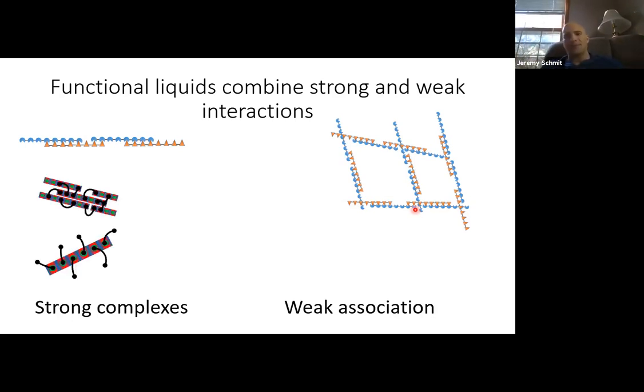Same basic idea happens in SPOP and DAXX. We have these strong SPOP-SPOP interactions that build your rods, and we have strong SPOP-DAXX interactions that put the bristles onto them.